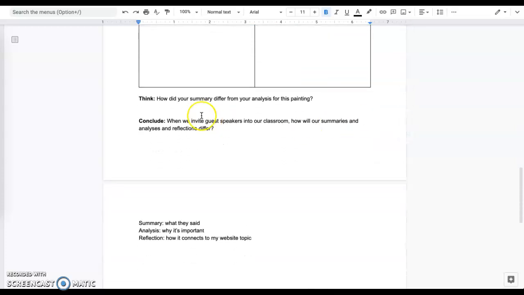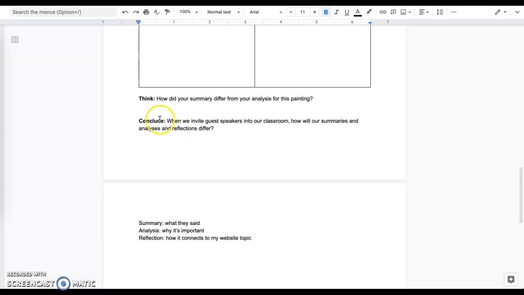All right, so I do want you to write maybe a sentence or two. How does your summary, I want you to put it into your own words, differ from your analysis? What do you think you're doing differently for those two pieces of your effort?